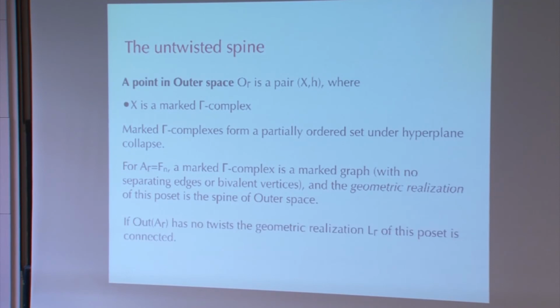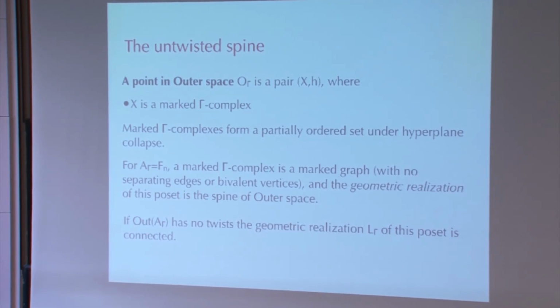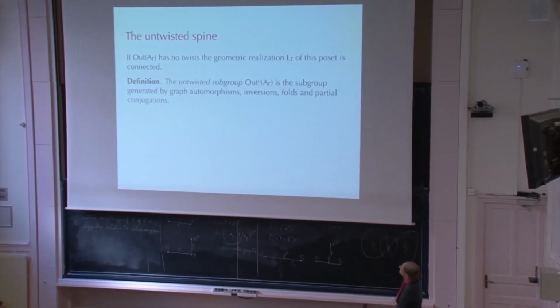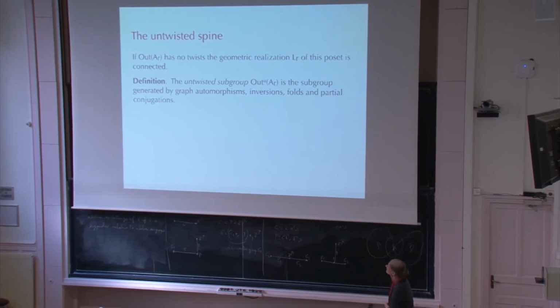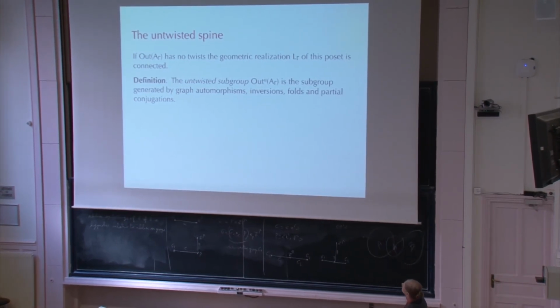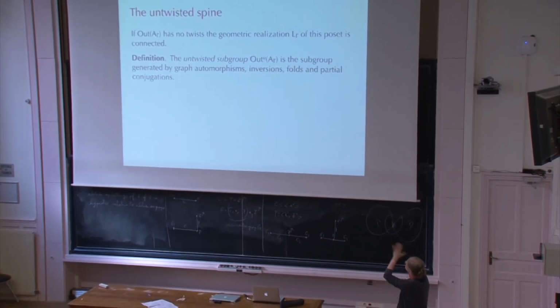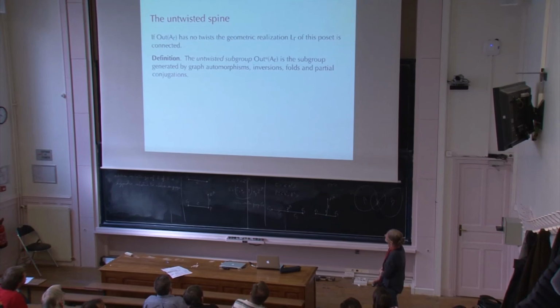Okay, so if there aren't any twists in Out of gamma, then the geometric realization of this partially ordered set is connected. And in fact, it's a theorem, but we're not getting there yet. I want to think about the subgroup where there aren't any twists. So that's just the subgroup generated by everything except the twists.